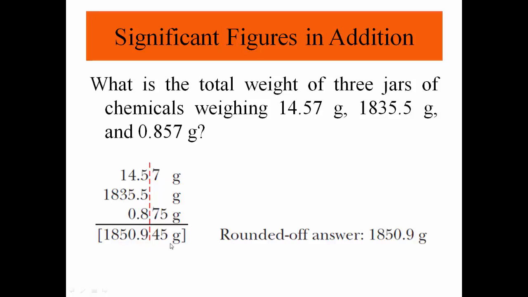When we do the calculation, we get this number, 1850.945. Our final answer must have only one digit after the decimal point. So we need to get rid of these two digits, and since 4 is less than 5, we don't need to change anything here. We just drop these two digits. So our final answer is 1850.9 grams.